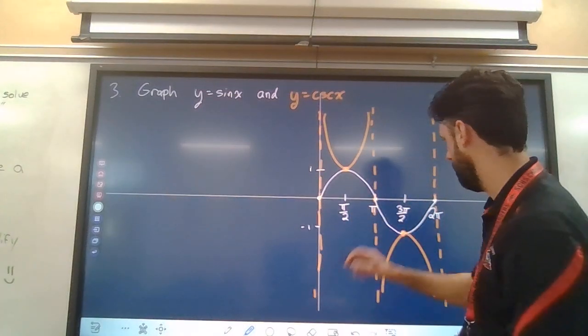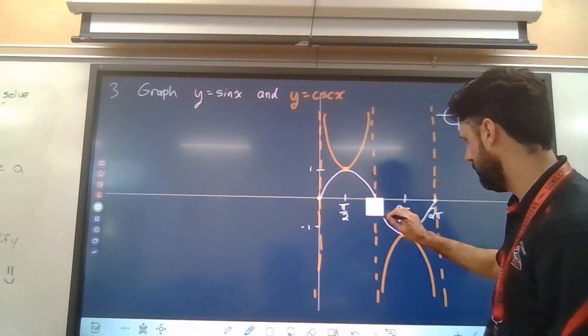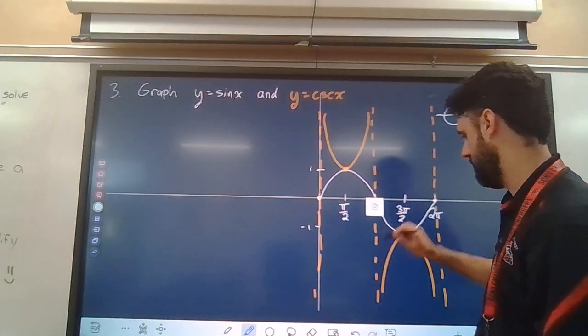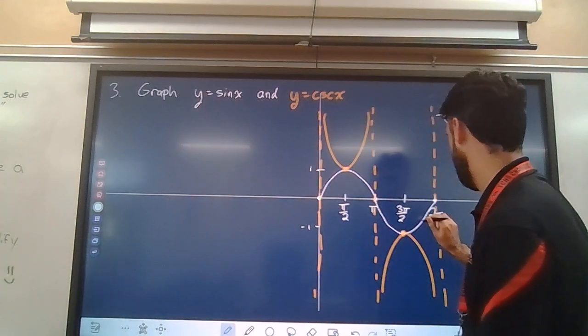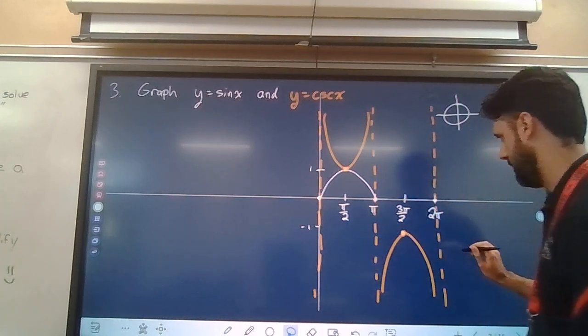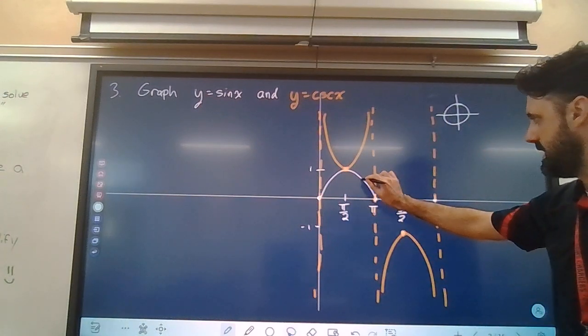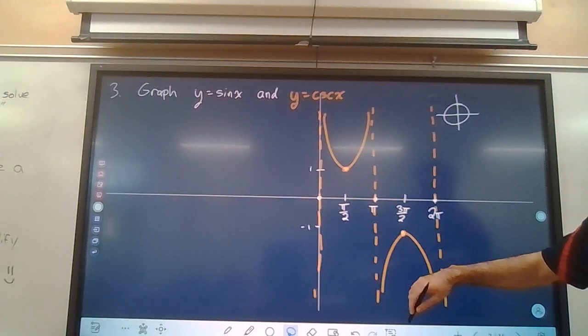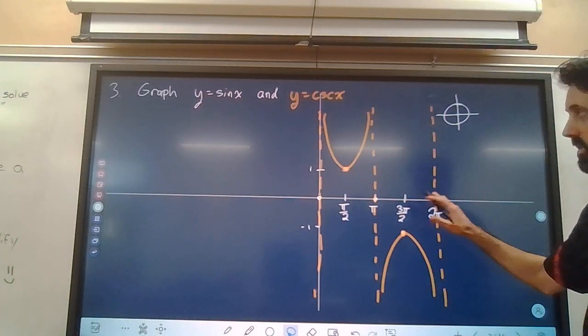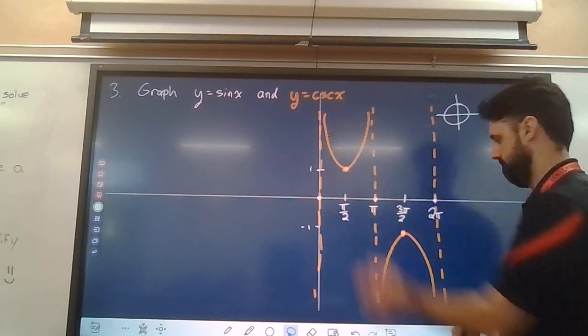But I do want to just reiterate, if I ask for the graph of cosecant here, you do not include the graph of sine. Okay, so this isn't going to actually be in our answer. So you can draw it and then erase it, but this is what our final graph looks like right here.